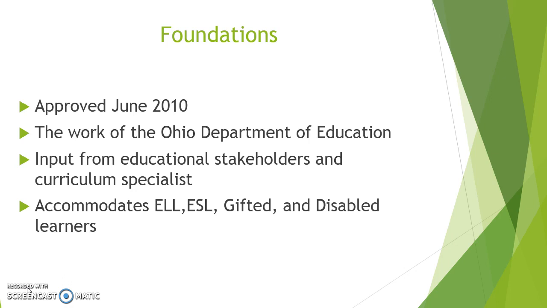The State Board of Education approved Ohio's revised academic content standards, pre-K through 12 social studies in June 2010. These are currently known as Ohio's New Learning Standards K through 12 social studies. The approval of the 2010 standards was the culmination of a year and a half of work by the Ohio Department of Education with input from educational stakeholders and content experts. This curriculum accommodates ELL, ESL, gifted, and disabled learners.